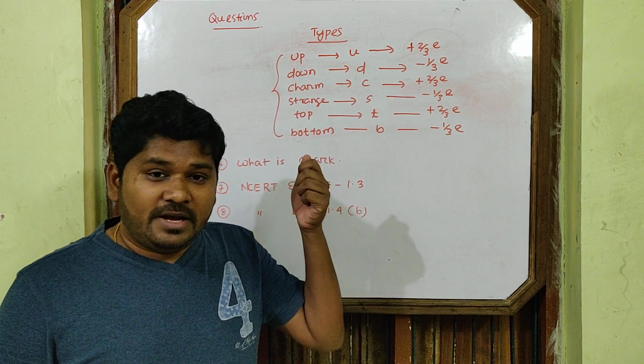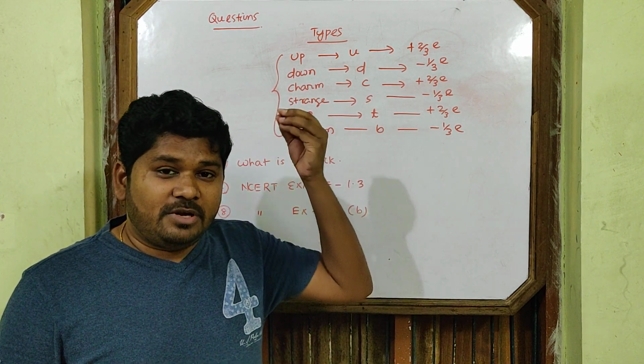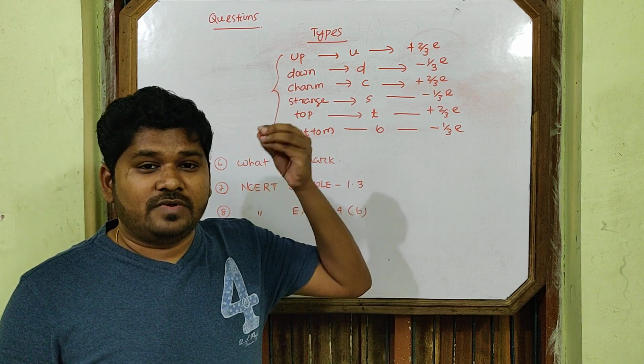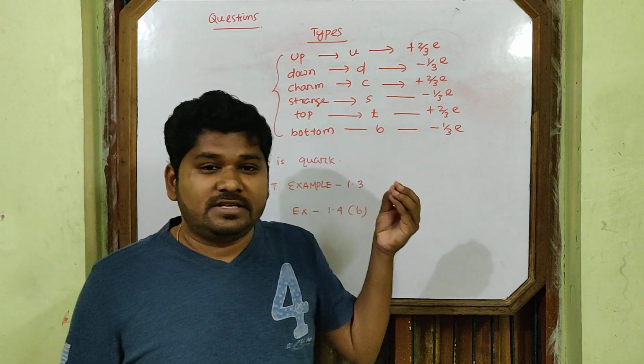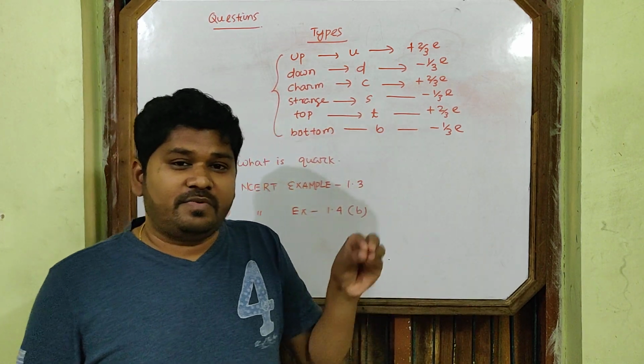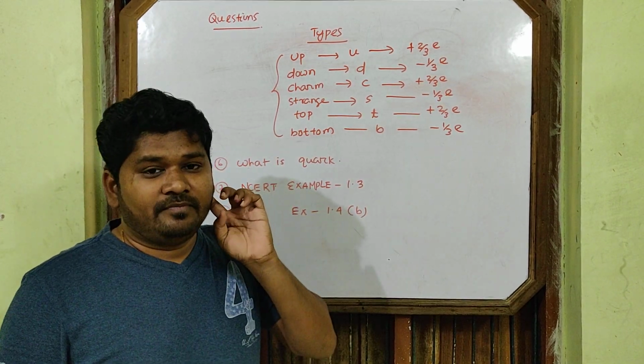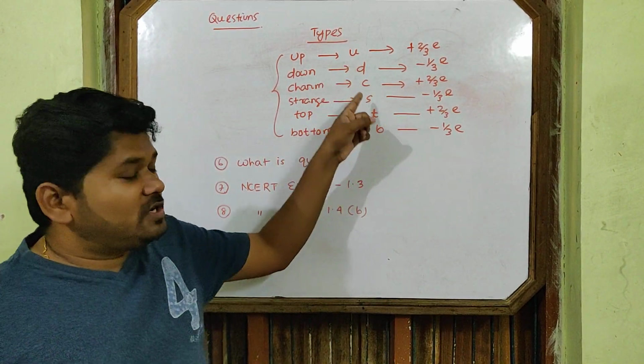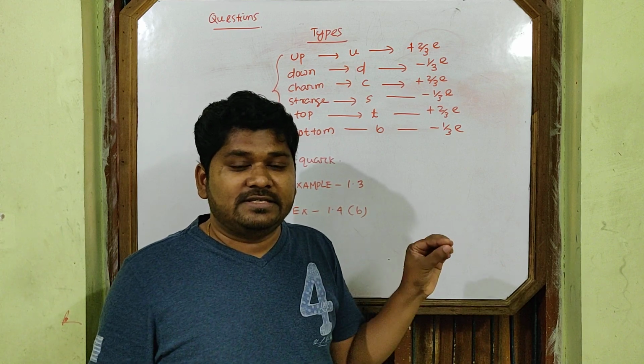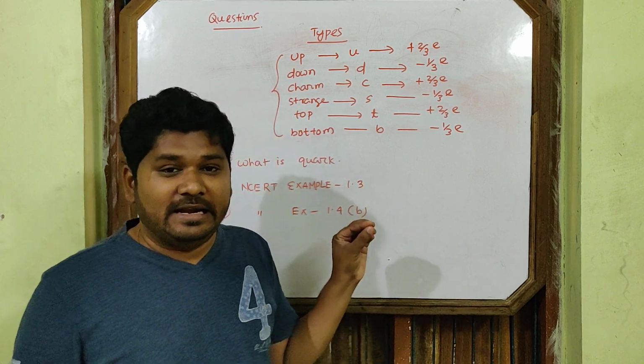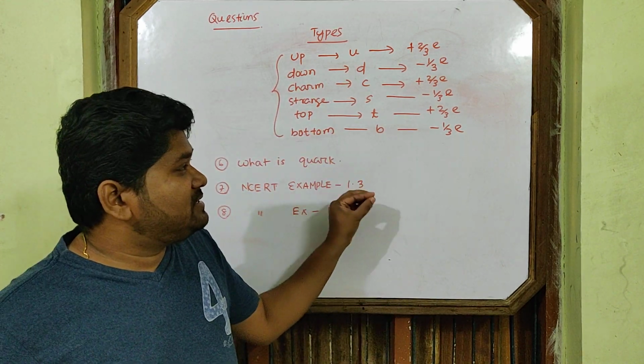If I rub a plastic scale on my hair, some electrons fall on my hair. Some electrons, 1, 2, 3, 4, 5, 6, like this. Electrons exist. They can transfer from one body to another body. But quarks do not have pre-existence. They cannot exist in nature freely, independently. You can simply write the answer.